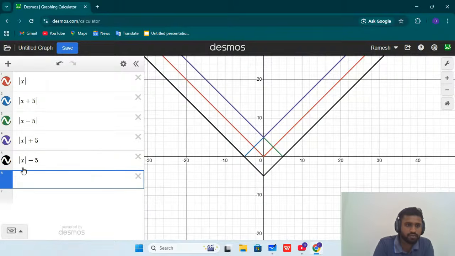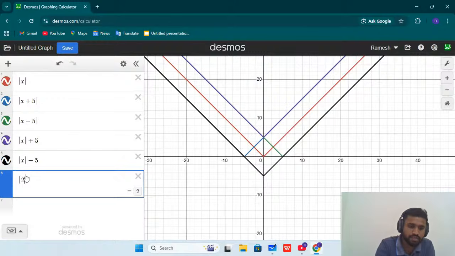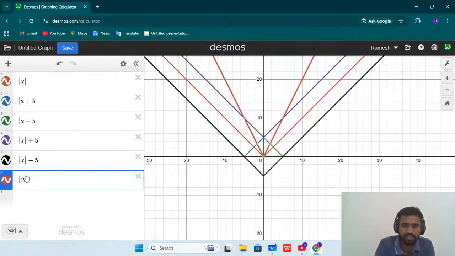Suppose you multiply this modulus of x with 2. Here again you can see the red one, this shrinked. Initially y equals mod x is the wide one. Now if you multiply this x with 2, it is shrinked by some length. This shrinked red color is called y equals modulus of 2x.